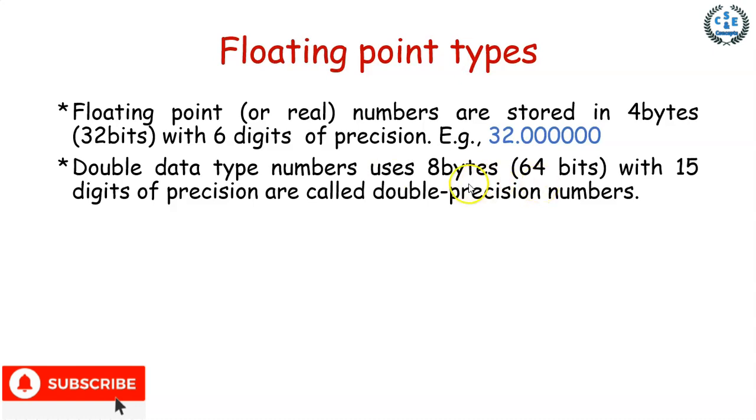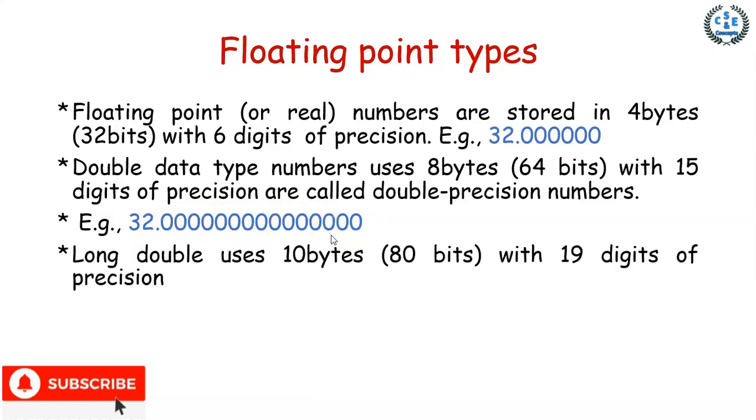Next, double data type, which is used to represent floating point numbers with higher range. So that's why it uses 8 bytes of memory, and it has 15 digits of precision. So that's why it is called double precision numbers. So this is the example for double data type number. 32.15 digits of precision, 15 digits in the decimal part.